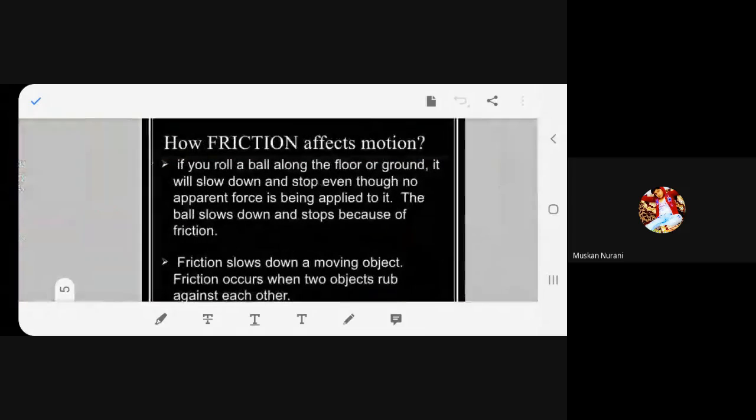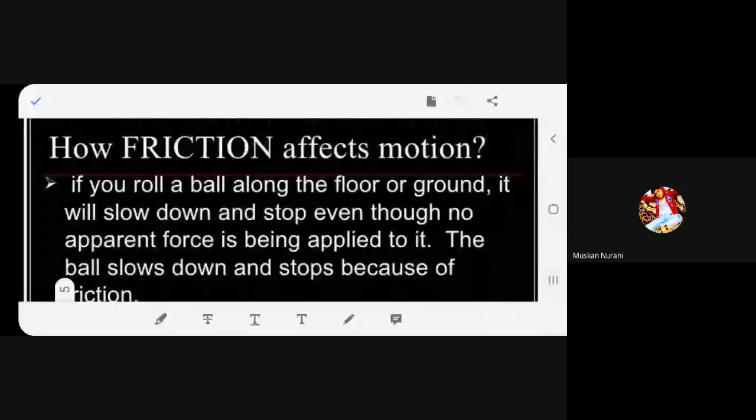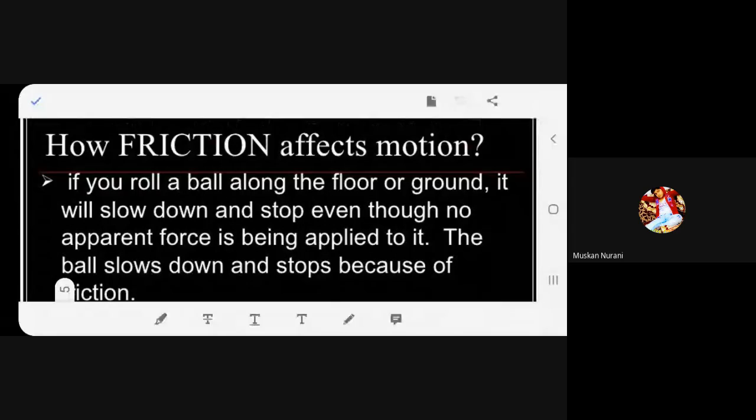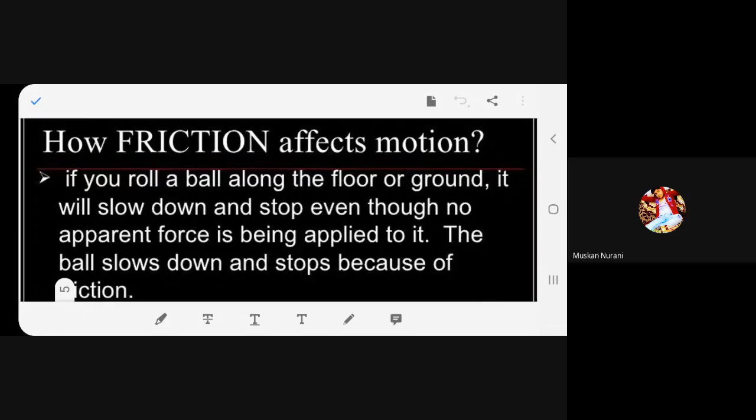Now we'll see how friction affects motion. I have taken one topic and given 2 or 3 slides regarding one topic, so that it becomes quite easy for you because we are repeating it again and again. So things will become very easy for you to understand. Okay, start reading, beta.